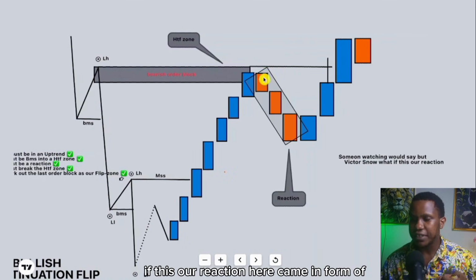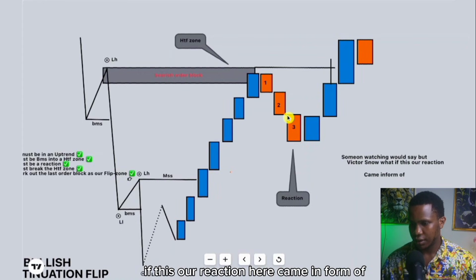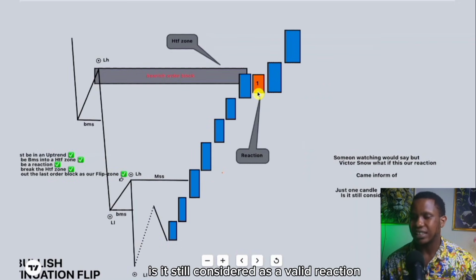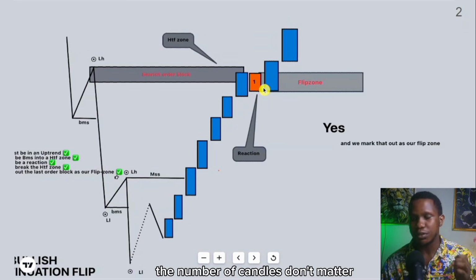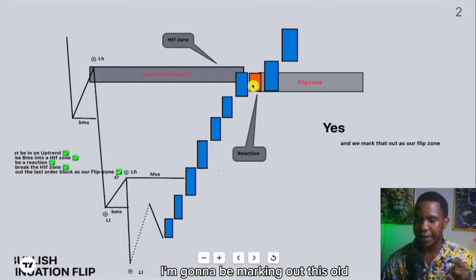Watching, we'll see if our reaction here came in the form of just one candle. Is it still considered as a valid reaction? Yes, the number of candles doesn't matter. I'm going to be marking out this candle as my flip zone.